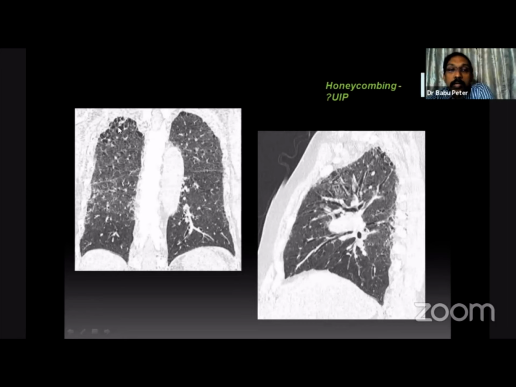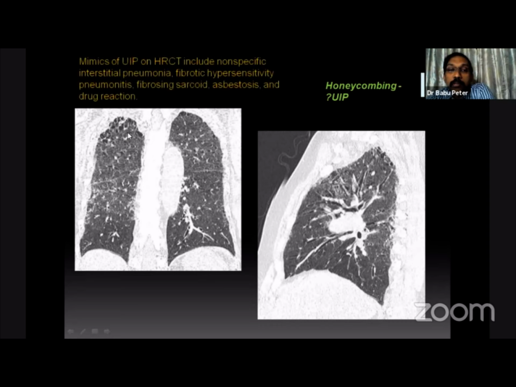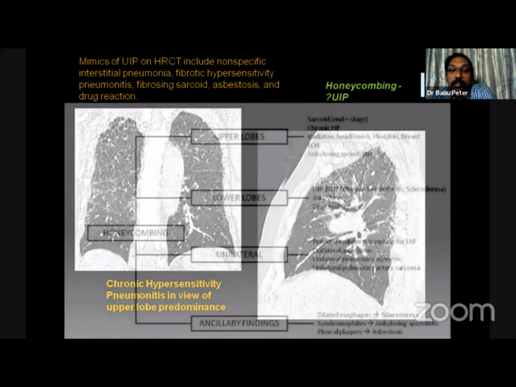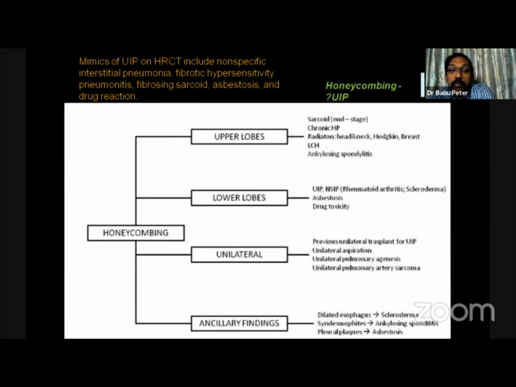So this is honeycombing, which is more evident in the upper lobes. You can see it. So this rules out a UIP pattern. This is not due to a usual interstitial pneumonia pattern. This reflects a fibrotic lung disease, which is probably due to hypersensitivity pneumonitis. So the mimics of the usual interstitial pneumonia pattern may be due to fibrosing lung diseases, or it could be due to fibrosing sarcoid, asbestosis, and drug reactions. So this was a case of chronic hypersensitivity pneumonitis.